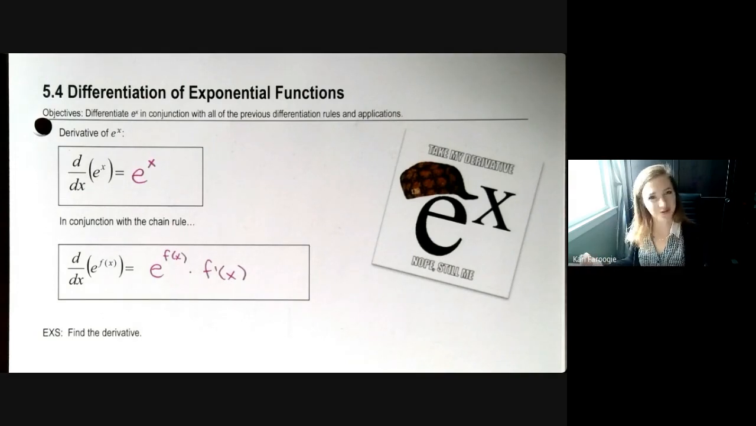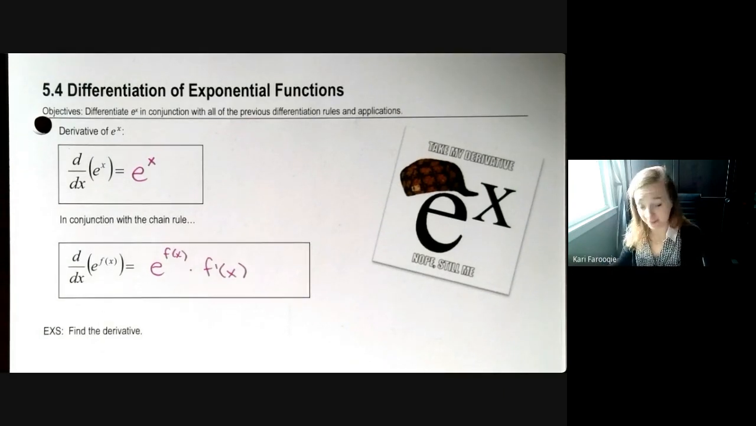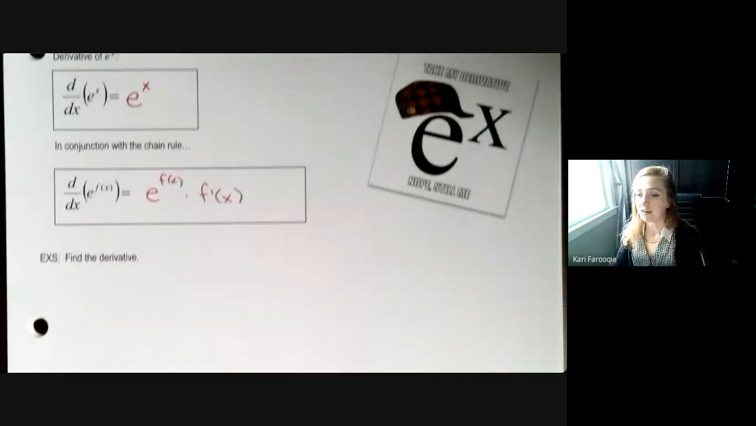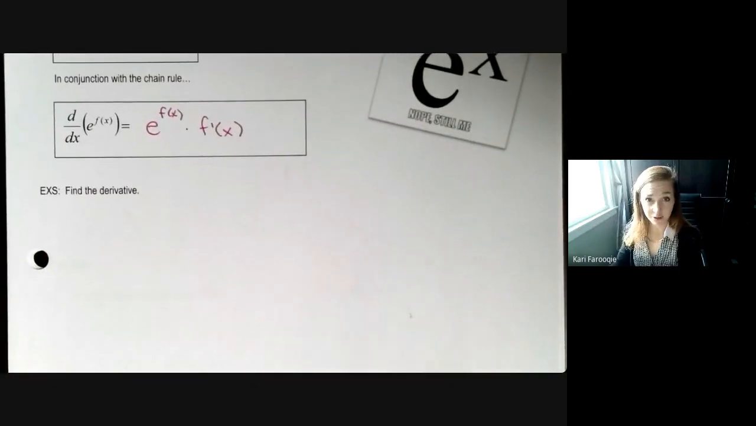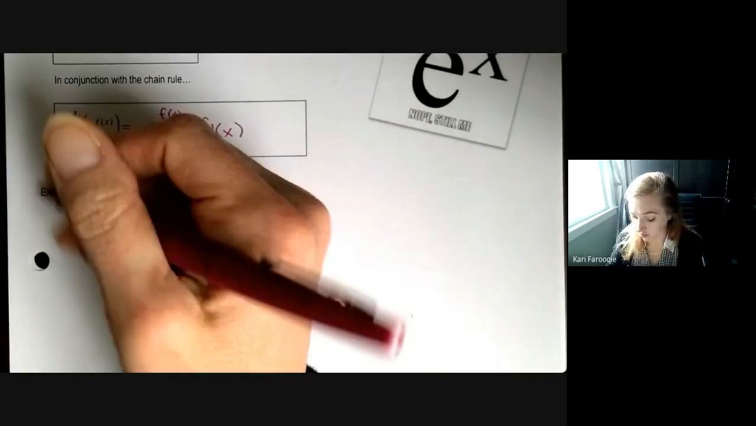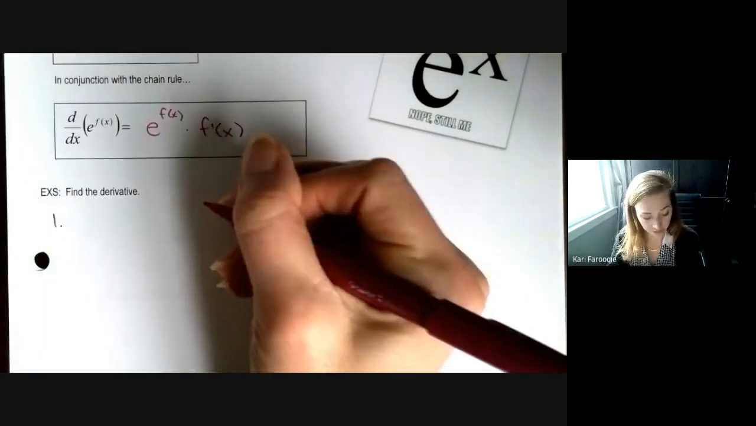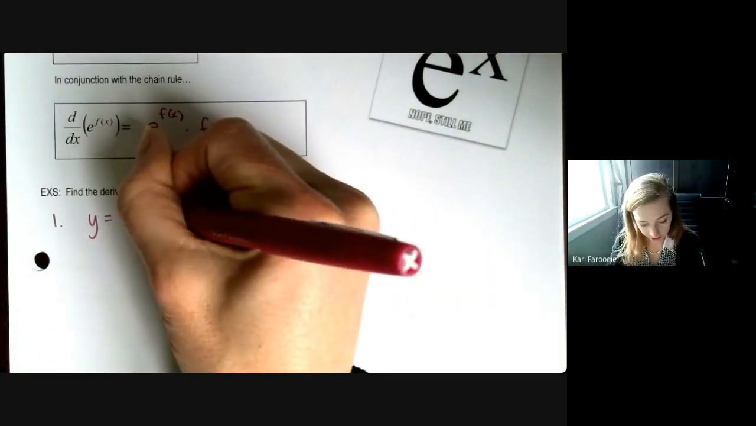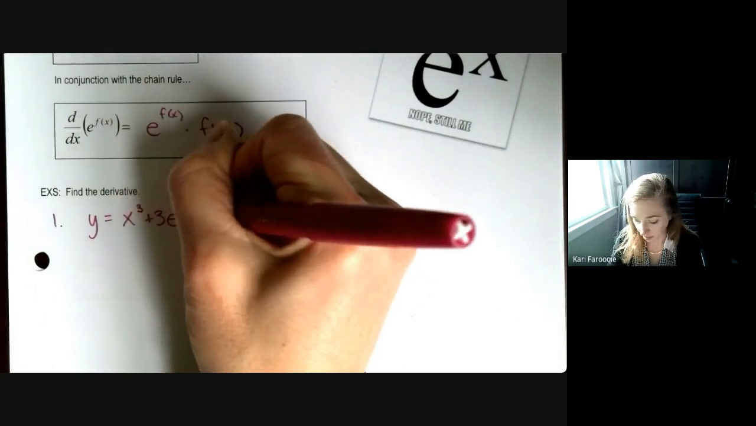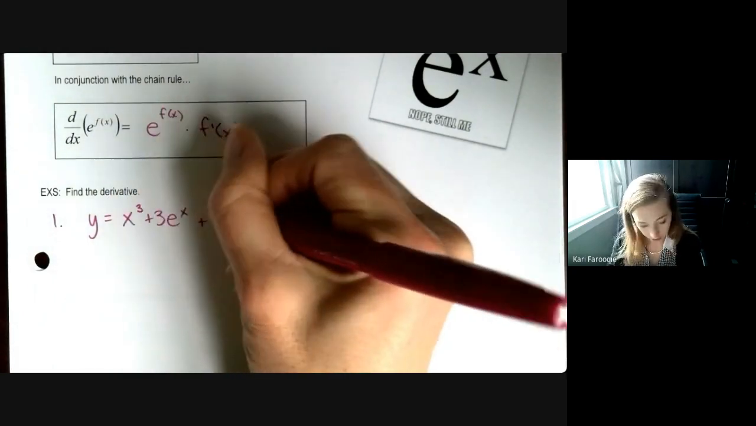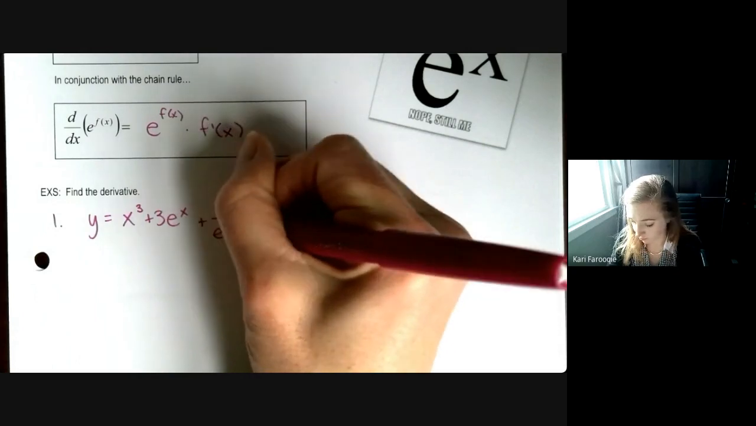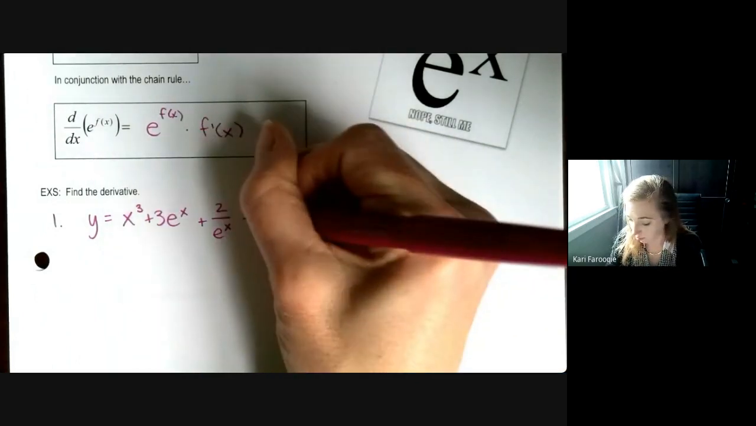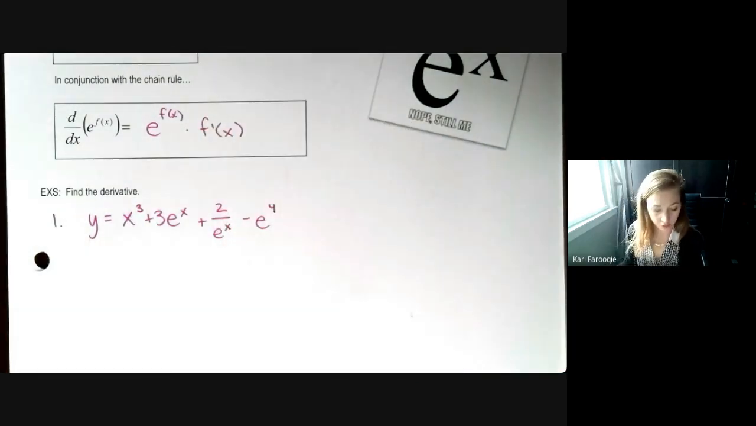I know it seems so simple, right? What could possibly go wrong? It's not too bad. Find the derivative. Let's go through a couple of examples of how to find derivatives. Example 1. We'll say we have y equals x cubed plus 3e to the x plus 2 over e to the x minus e to the 4th power.